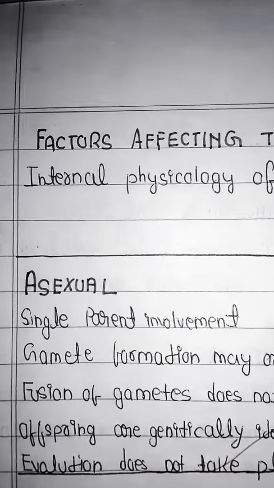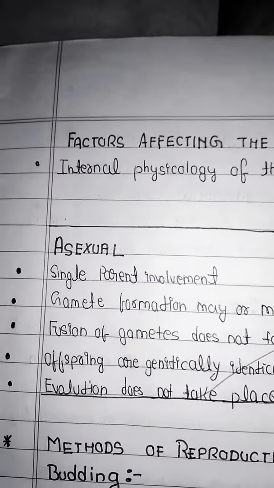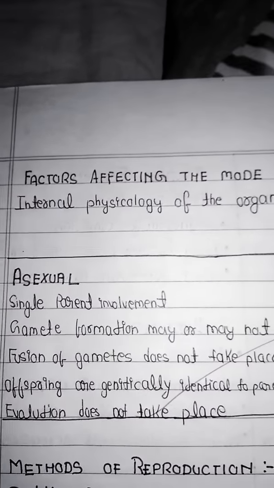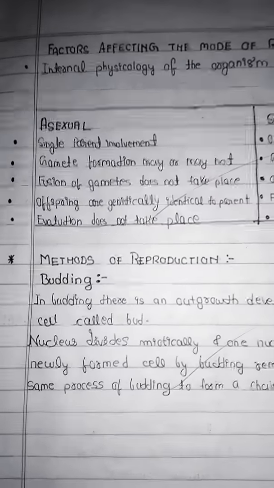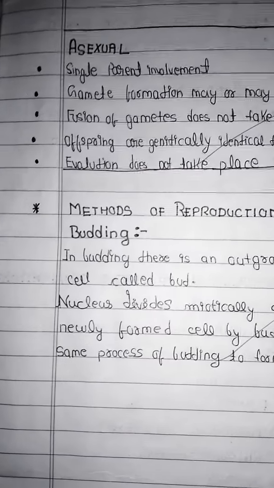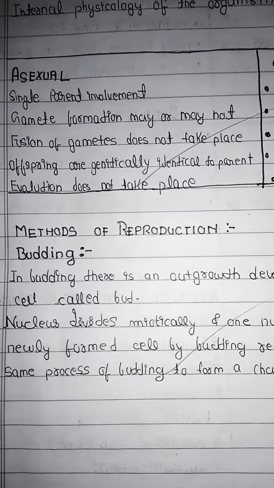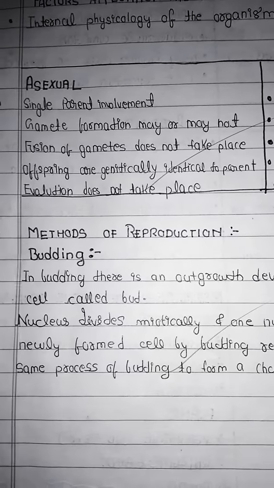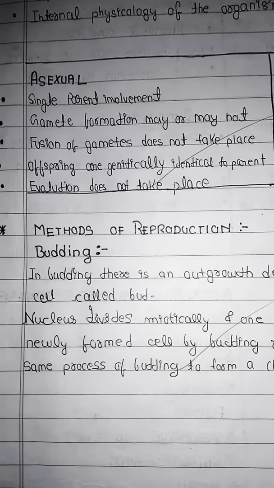Now let's study some factors affecting the mode of reproduction. Point number 1 is the internal physiology of the organism. This is the main factor which affects the mode of reproduction. Now let's see the asexual factors. Single parent: there is only a single parent involved. Gamete formation may or may not occur. Fusion of gametes does not take place. Offspring are genetically identical to the parent and evolution does not take place.